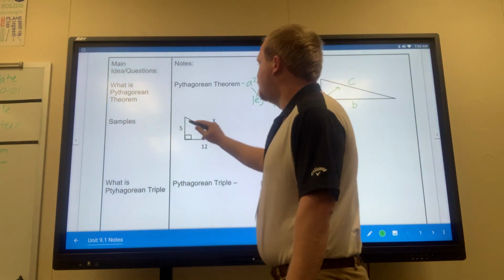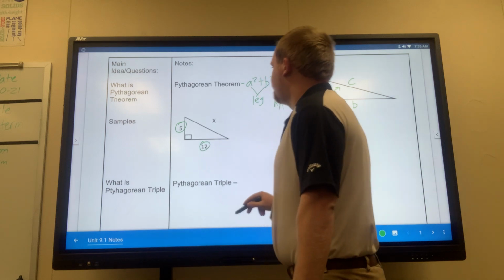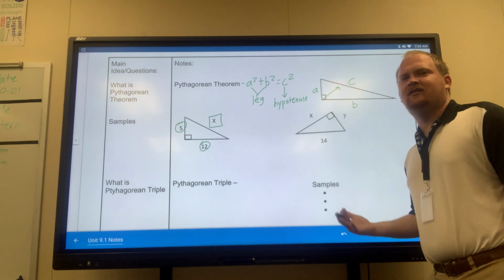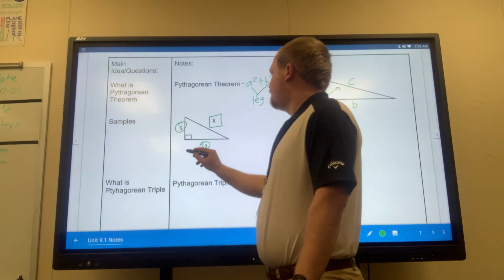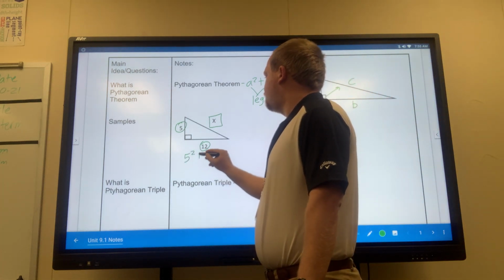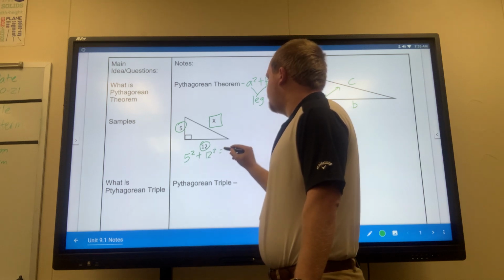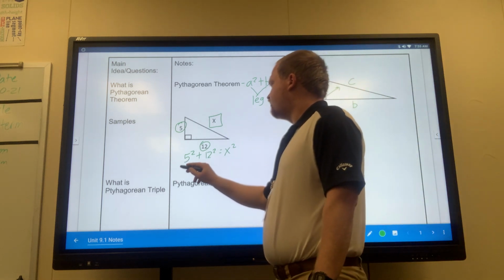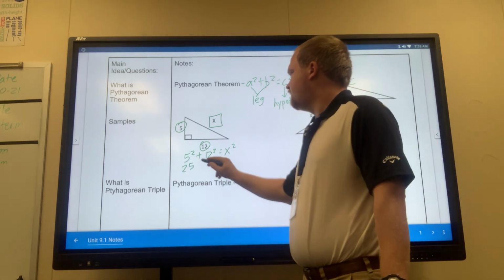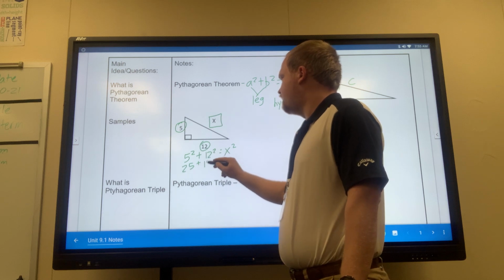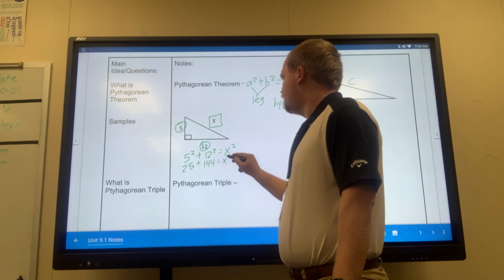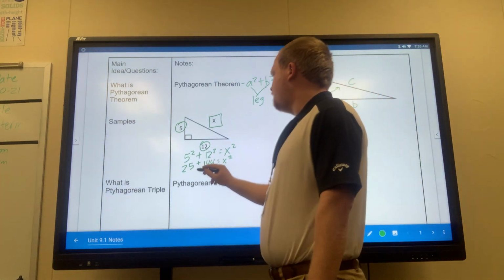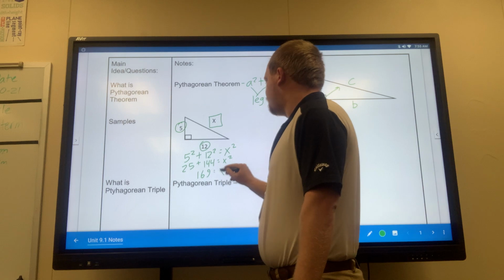So, let's look at some of these examples. Notice that I have a leg and another leg. That leaves me with the hypotenuse missing. I've got to find what x is. So in order to solve it, I do 5 squared plus 12 squared equals x squared. Well, I know that 5 squared is 25 plus 12 squared is 144 equals x squared. Next, I add them together to get 169 equals x squared.